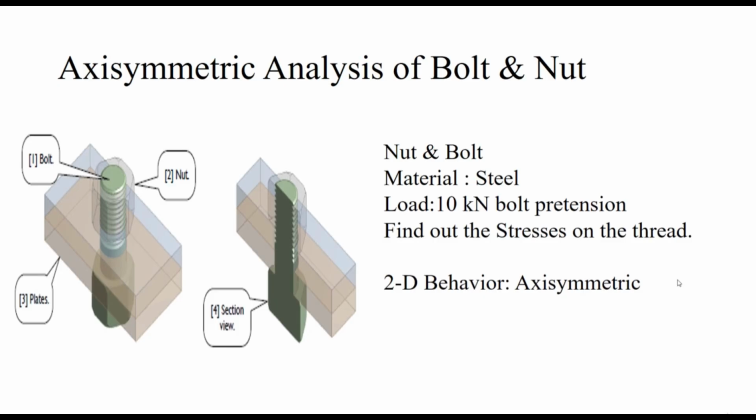Here in this lecture, we are going to see how to perform axis symmetric analysis of a bolt and nut assembly. See here, there is a bolt, nut as well as plate assembly present here, and this bolt is made up of steel as well as the nut is also made up of steel. This bolt is loaded with 10 kilonewtons of bolt pre-tension.